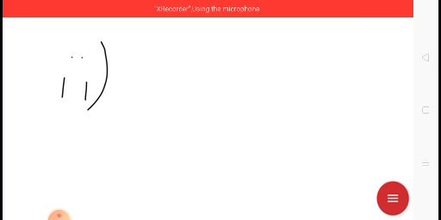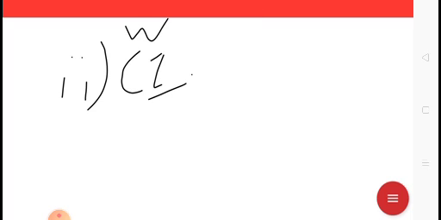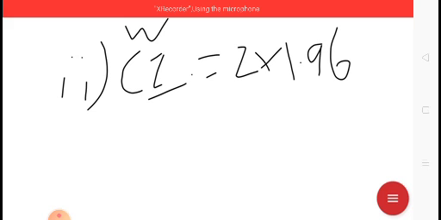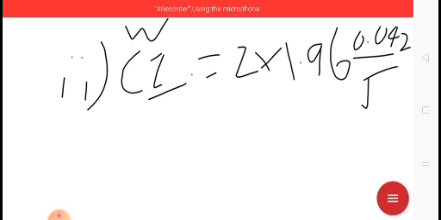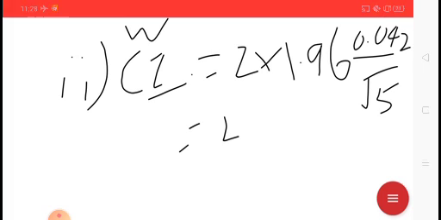Part 2: calculate the width of the confidence interval. The width will be equal to 2 times 1.96 times 0.042 over square root 5. You can directly calculate this, which should be equal to 2 times 0.038, just now.